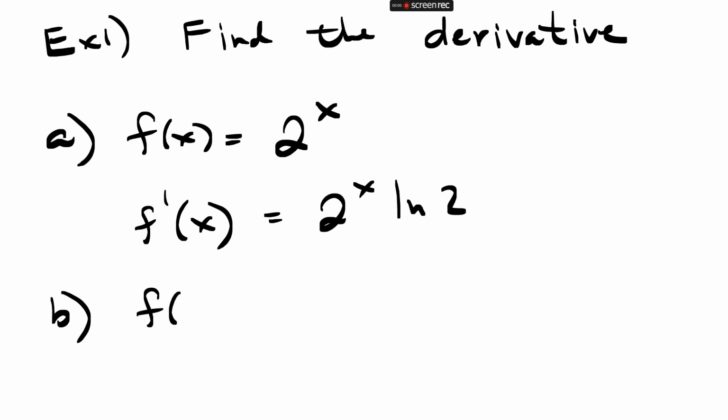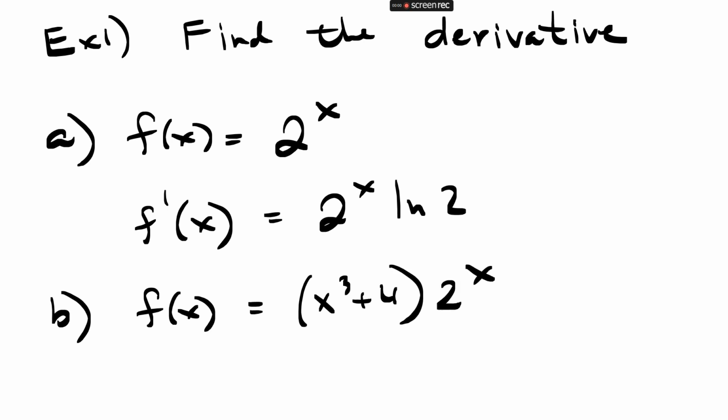B, f of x is equal to, and let's get a little bit more complicated. There it is. X to the third power plus 4 multiplying 2 to the x. Now you could distribute, and if you distribute, it gets things more complicated. I wouldn't. I would just use the product rule. I got two things multiplying themselves: x to the third power plus 4 and 2 to the x. So let's go for it. Let's take a derivative here.